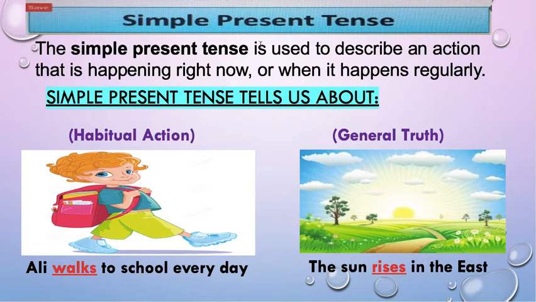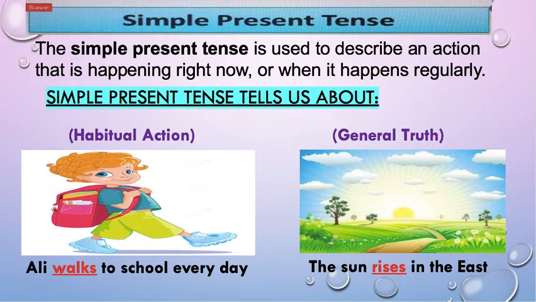The simple present tense is used to describe an action that is happening right now or when it happens regularly. So an action or state which is going on currently, or an action which is repeated on a daily basis. Simple present tense tells us about habitual action and general truth. Habitual action is an action which is repeatedly or regularly done.